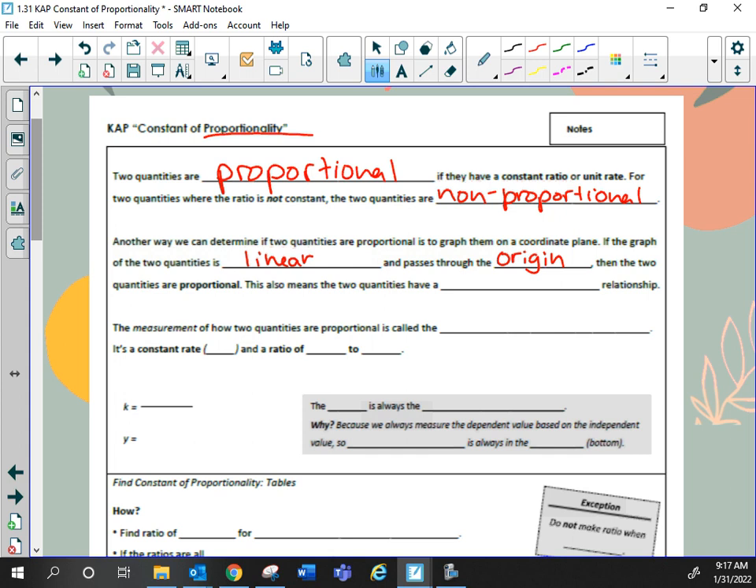What other kind of relationships have we talked about that are linear and go through the origin? Multiplicative. So basically, if something is multiplicative, it's going to be proportional. If it's not multiplicative, it's not going to be proportional. Here, that's the lesson, basically. Okay? This also means that the two quantities have a multiplicative relationship.